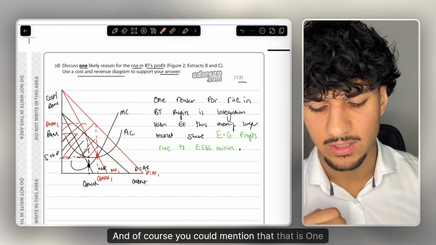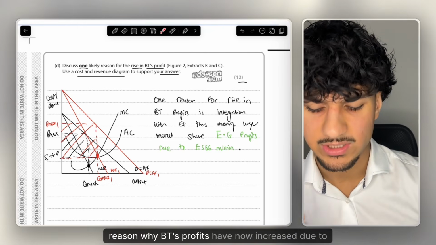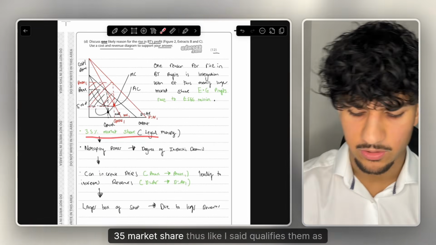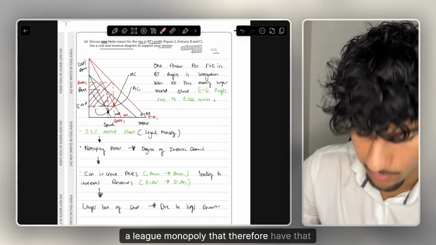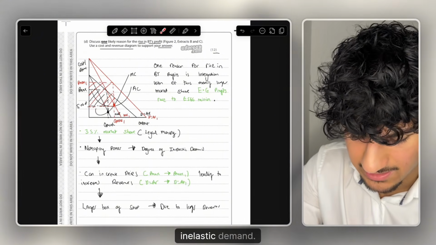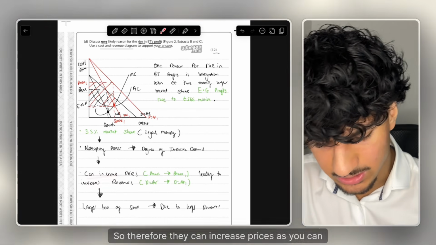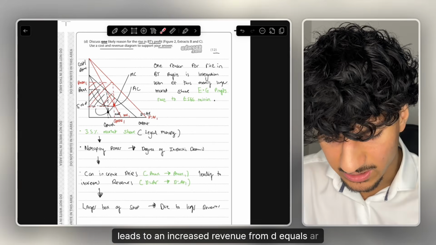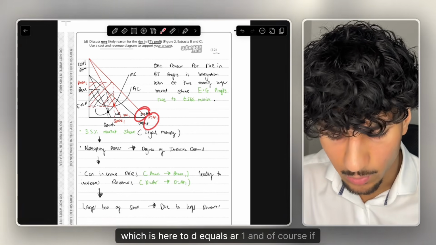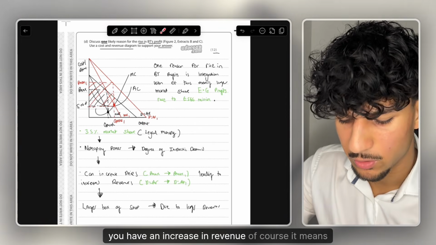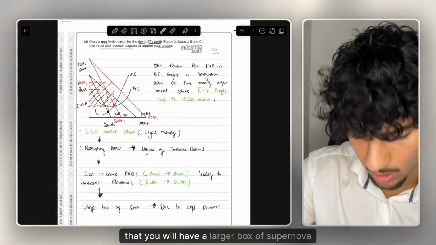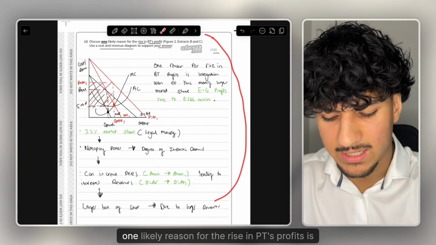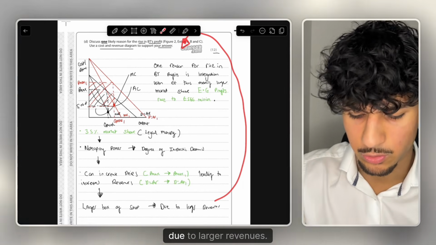And you could mention that that is one reason why BT's profits have increased, due to an increase in revenues. Just to put that in writing, 35% market share qualifies them as a legal monopoly. They therefore have monopoly power, which gives them a degree of inelastic demand. So they can increase prices, as you can see on the diagram, from P max to P max 1, and it leads to increased revenue from D equals AR to D equals AR1. If you have an increase in revenue, it means you will have a larger box of supernormal profit, thus, relating it back to the question, one likely reason for the rise in BT's profits is due to larger revenues.